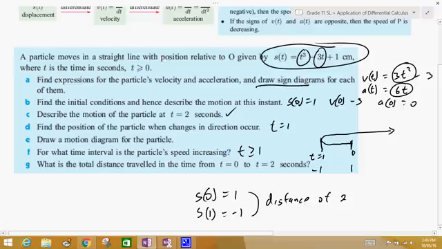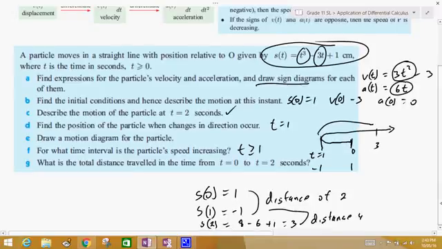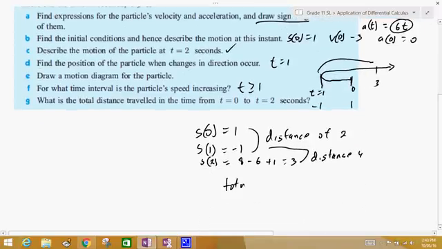Then what happens when it goes from 1 to 2? So s of 2, that's 8 minus 6 plus 1, which is 2 plus 1, which is equal to 3. So it goes from negative 1 to 3. So negative 1 to 3 is 4. So this distance here is 4. And therefore your total distance is equal to 2 plus 4, which is equal to 6.